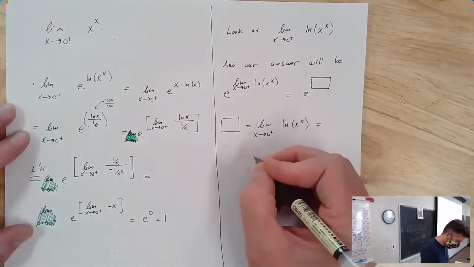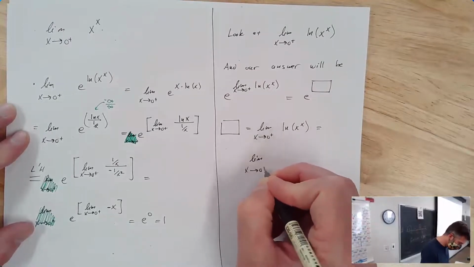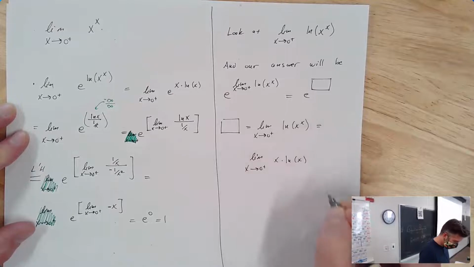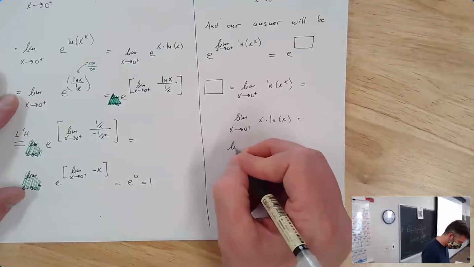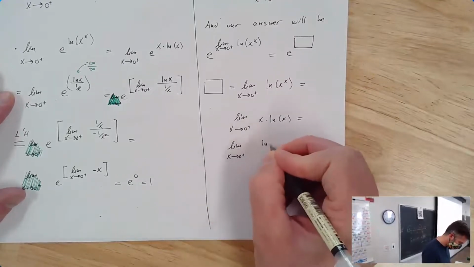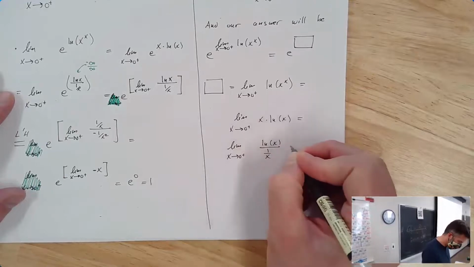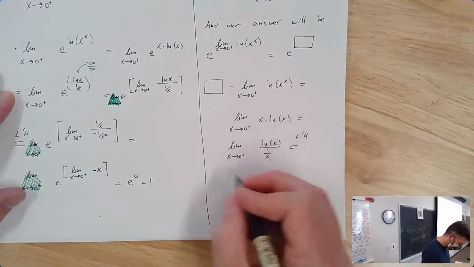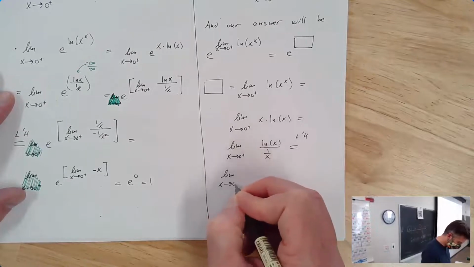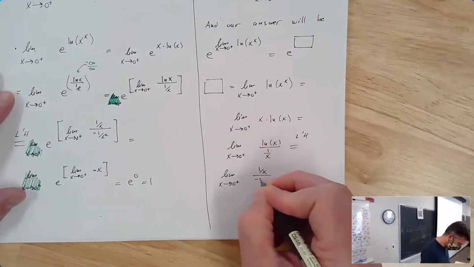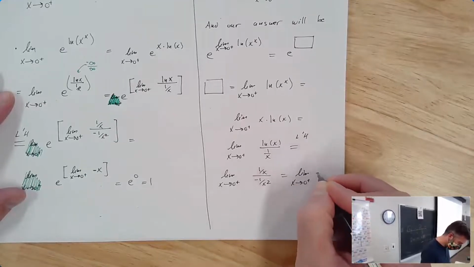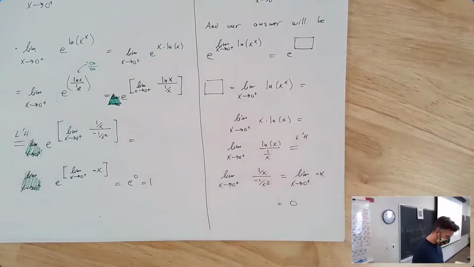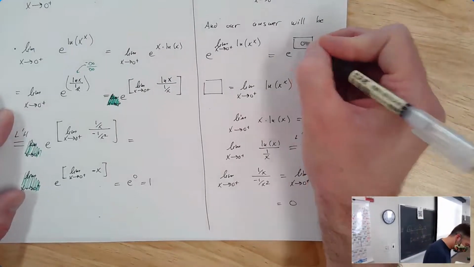So doing it this way, we're still just saying, okay, I'm going to bring the x down, x times natural log of x. That's a 0 times a negative infinity. So then we're going to bring the x down as 1 over x. So I have the natural log of x over 1 over x. Now we can use L'Hopital's rule. The limit as x goes to 0 from the right of 1 over x over negative 1 over x squared. That's going to become the limit as x goes to 0 of negative x, which is 0. But our answer isn't 0. Our answer is e to the 0, which equals 1.